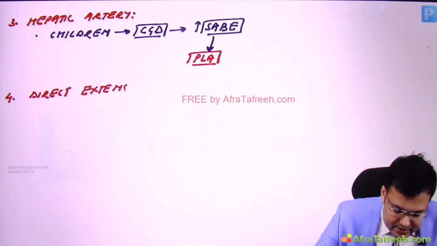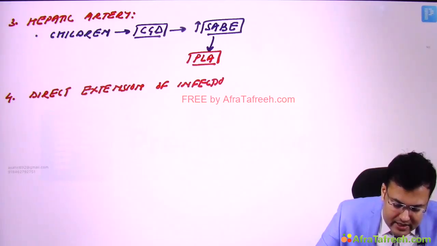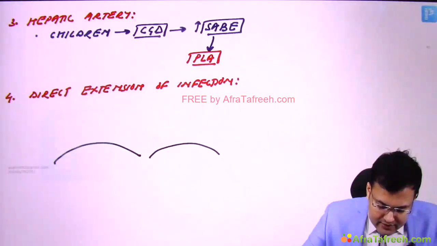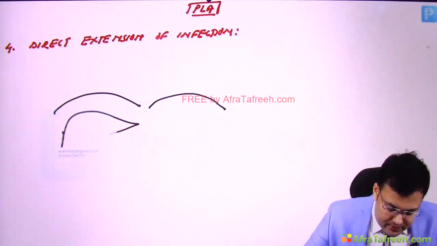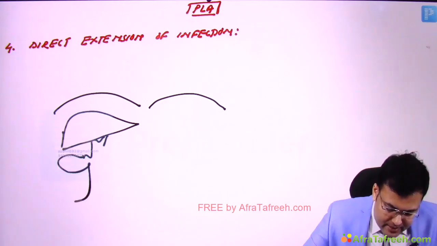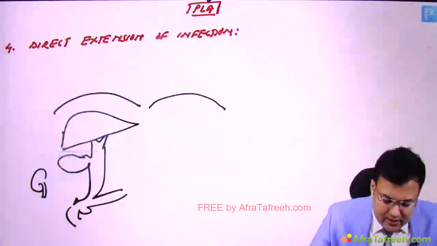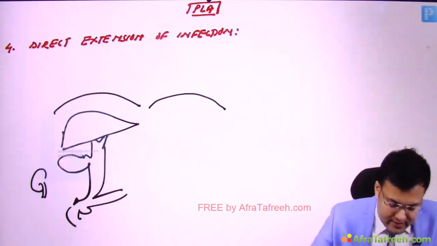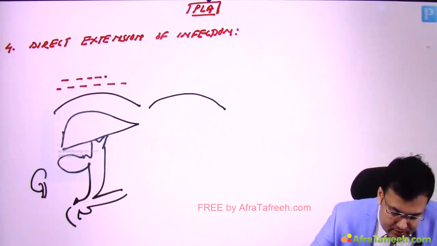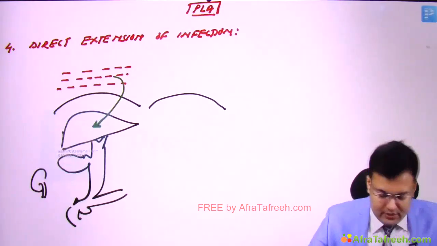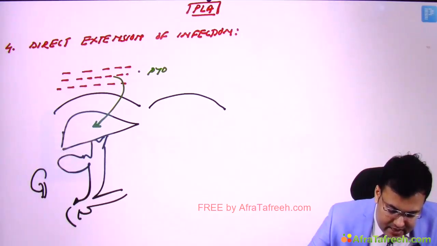Direct extension of infection. So how this direct extension of infection to the liver can occur? See the diagram. This is the dome of diaphragm. This is the liver. This is the gallbladder. This is the bile duct. This is the kidney. See, if this patient is having pus collection in thoracic cavity, that is known as pyothorax. Clear? So if there is pyothorax, what? This infection can reach the liver. So first, there is direct extension of infection from pyothorax.